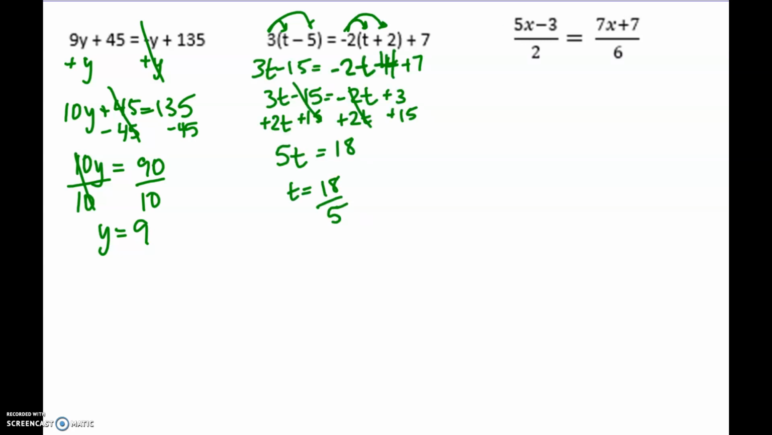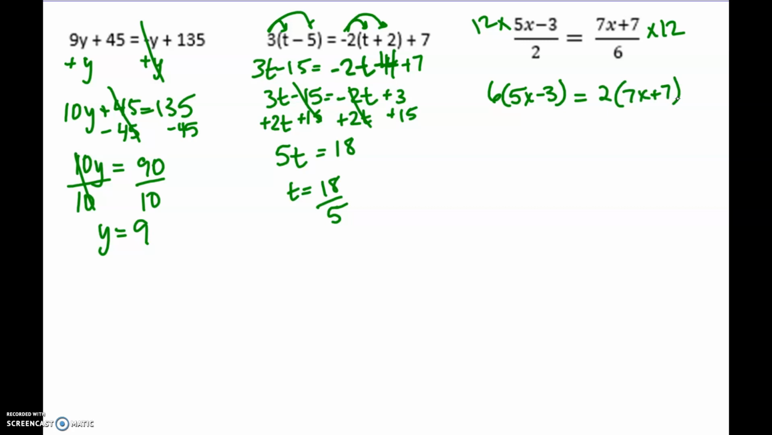And this last one here, we see division by 2 and division by 6. The opposite of divide by 2 is multiply by 2. The opposite of divide by 6 is multiply by 6. So we see if we multiply both sides by 12, that will get rid of the denominators. On this side, 12 divided by 2 will be 6, so in fact, we're going to multiply everything through by 6. And 12 divided by 6 is 2, so in fact we're going to multiply everything through by 2.